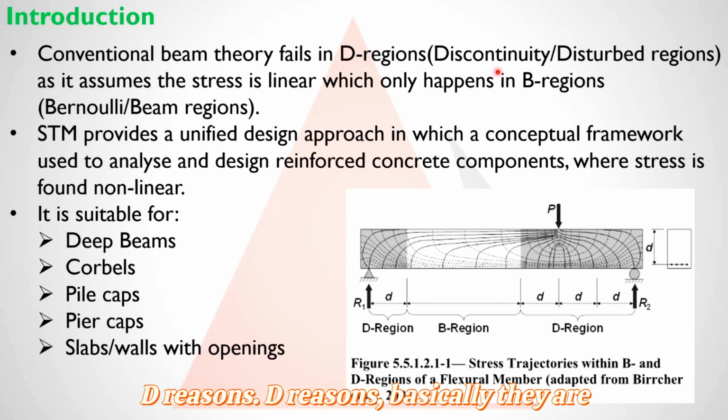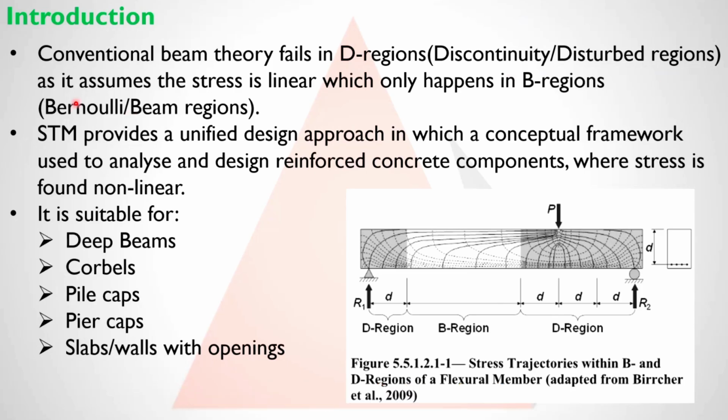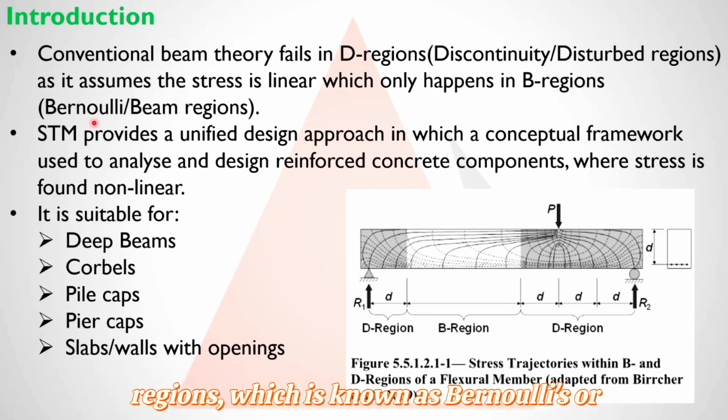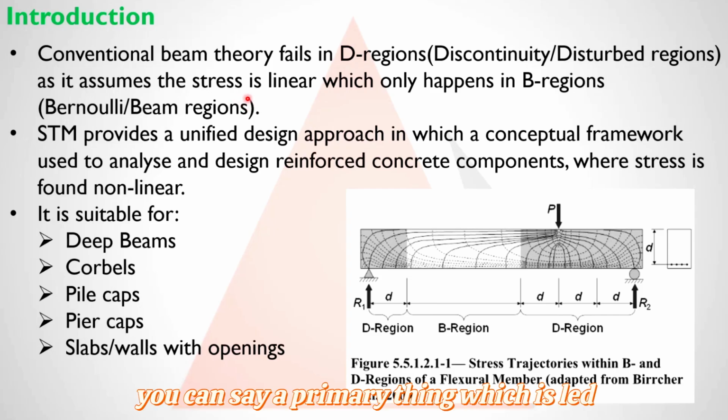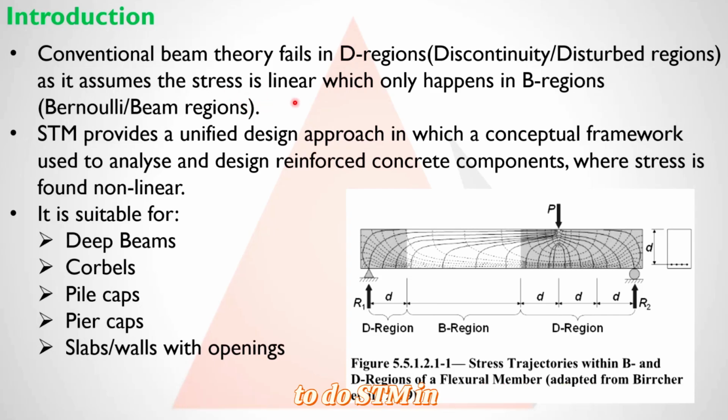D regions are basically discontinuity and disturbed regions, as beam theory assumes the stress is linear, which only happens in B regions, which are known as Bernoulli or beam regions. So this is the primary thing which led to doing STM in RCC beams or other structural components, because the stresses are not linear in the discontinuity or disturbed region. It is only linear in B regions.